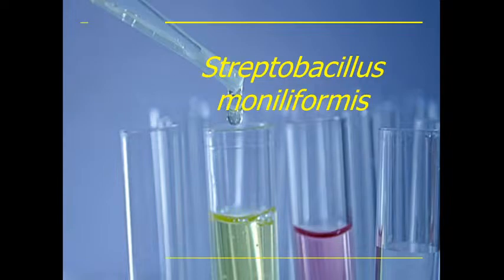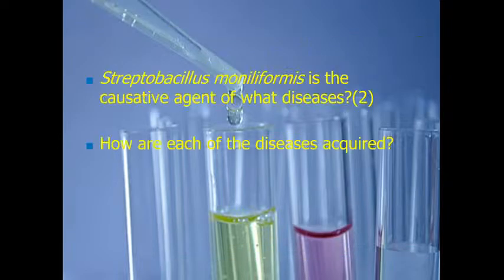Now, let's move on to another microorganism, Streptobacillus moniliformis. Streptobacillus moniliformis is the causative agent of rat bite fever or Haverhill disease. From the name itself, it's rat bite fever. Haverhill disease is basically ingesting something from milk-based or contaminated milk-based products.